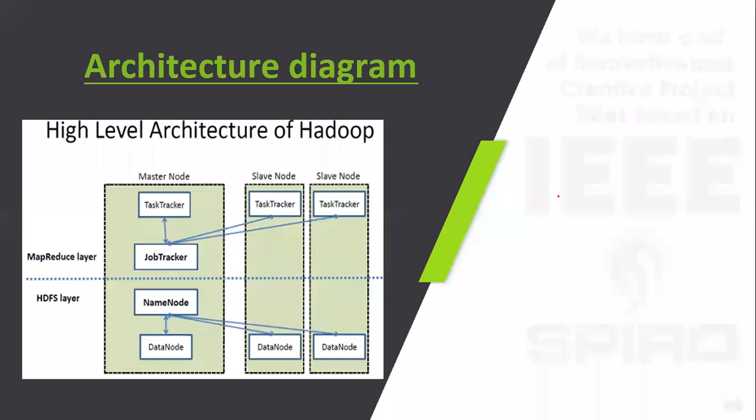This is your architecture diagram. Once you use your query, it will go to MapReduce and then to the HDFS layer to get the data. After that, it again goes to MapReduce to process, and then it will display a result.